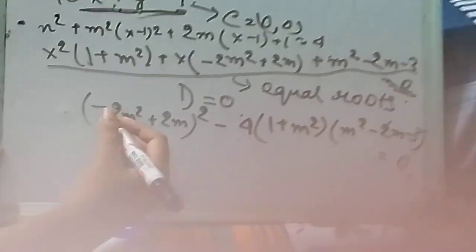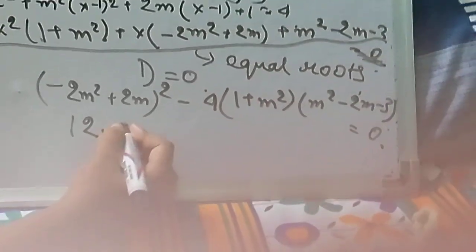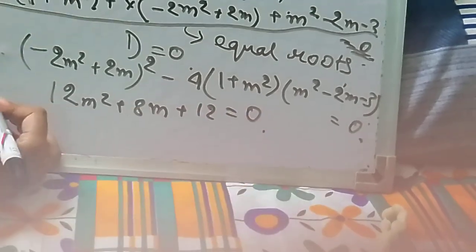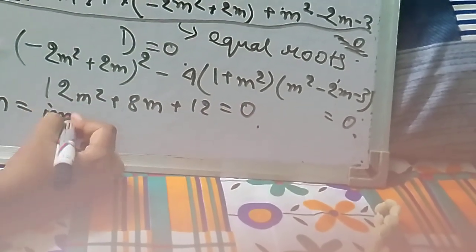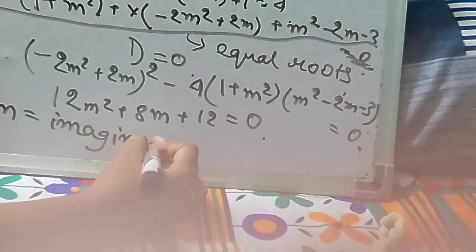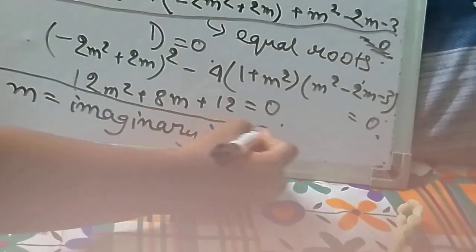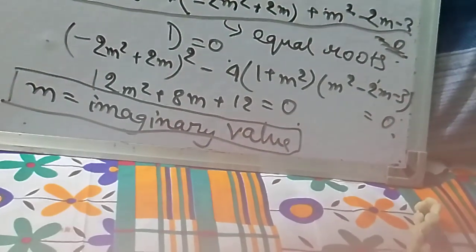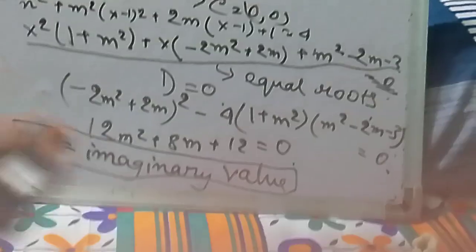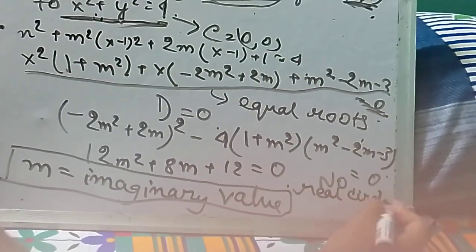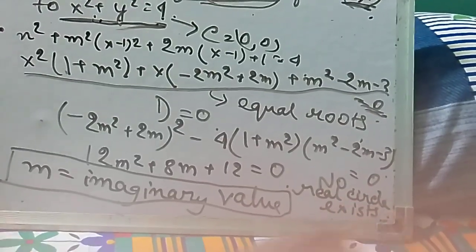After solving this, we will get something like 12m square plus 8m plus 12 equals 0. And from here m will be an imaginary value. So if the value of m is imaginary, there will be no real solution, meaning no real tangents exist. I hope this is clear.